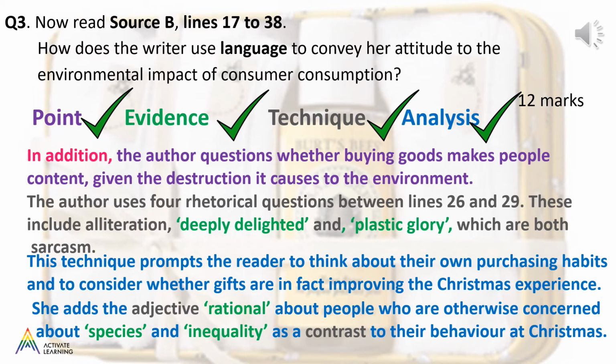As before, I've added 2 elements of analysis. The first is the basic level of analysis, which states that the technique prompts the reader to think about their own purchasing habits and to consider whether gifts are improving the Christmas experience. And then some further analysis about some of the words that she uses, the adjective rational about people who are otherwise concerned about species and inequality, as a contrast to what they do at Christmas time.